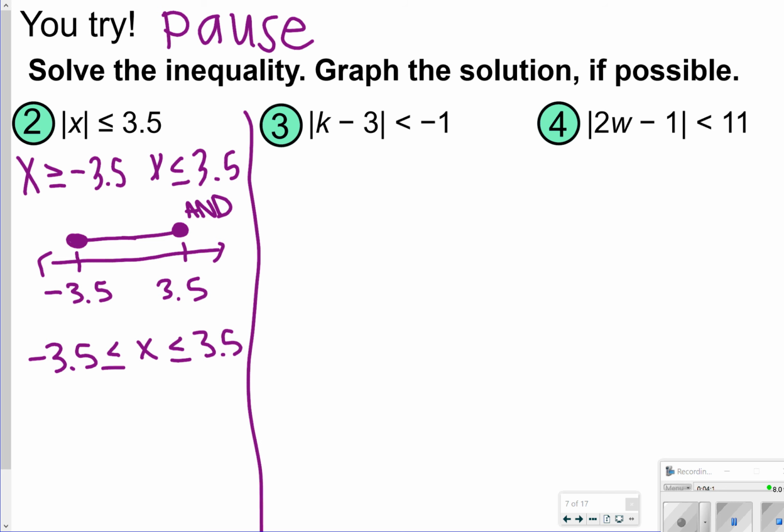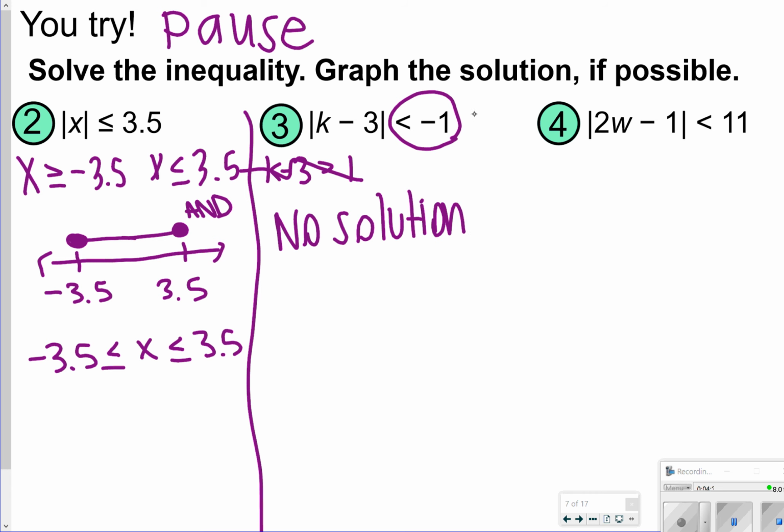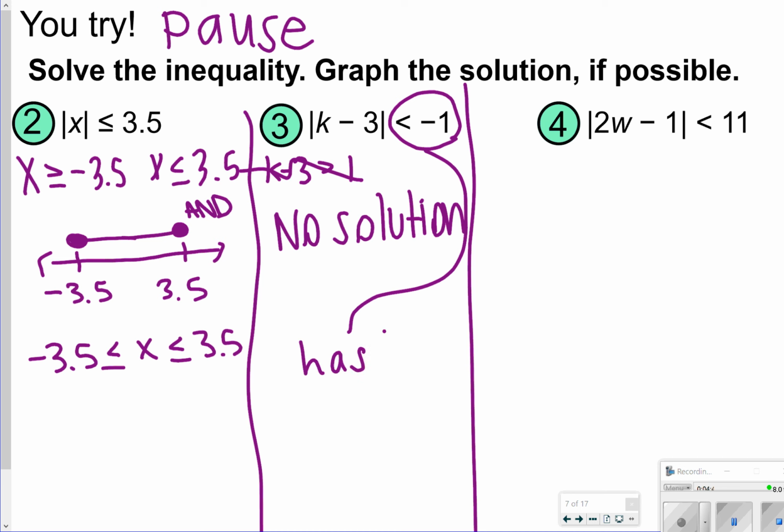Okay. For number 3, I have k minus 3 is greater than positive 1, but right before I solved it, I realized that this number is not greater than 0. So for actually number 3, I'm going to say there is no solution. Because once again, this number has to be greater than 0.